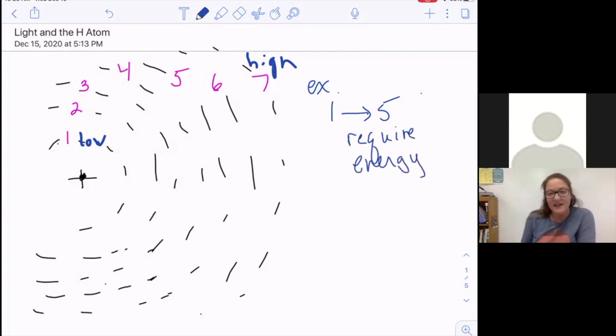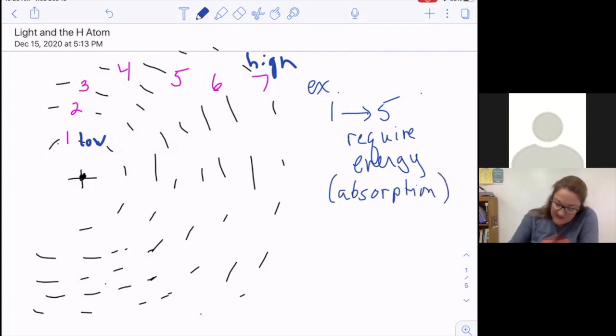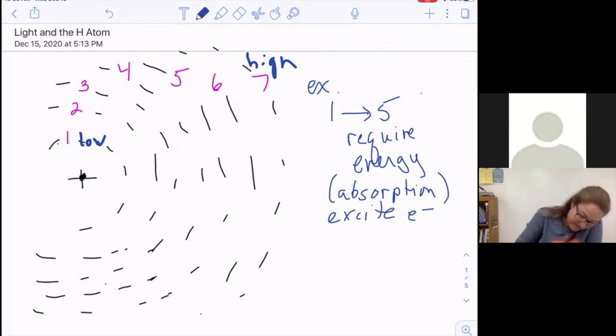And another way of saying require energy is that it's absorption. This is also called excitation. And we excite an electron to a higher energy level. So it would be moving from here to here, for example.